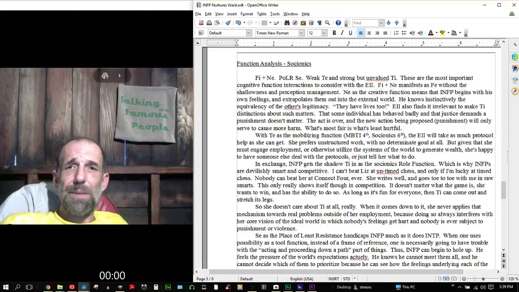Ne as the creative function means that INFP begins with his own feelings and extrapolates them into the external world. He knows instinctively the equivalency of the other's legitimacy. "They have lives too," he might shout. IEE also finds it irrelevant to make Ti distinctions about such matters. That some individual has behaved badly and that justice demands a punishment doesn't matter. The act is over, and the new action being proposed, punishment, will only serve to cause more harm. What's most fair is what's least hurtful.